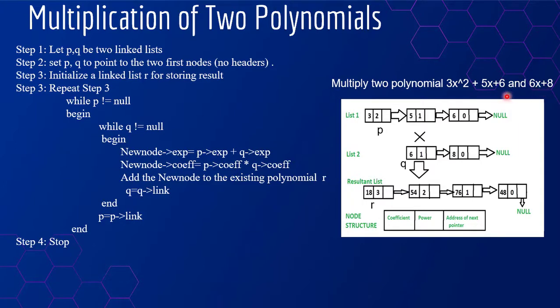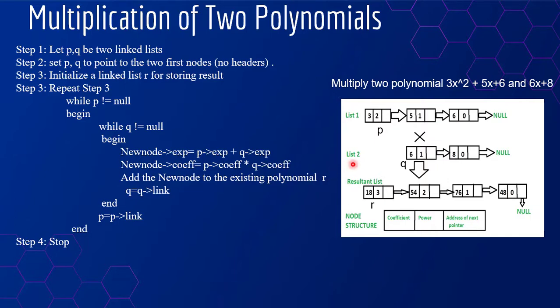Every time you multiply, you will get the product. Once you get the product, you are going to compare with the previous product's coefficient and exponent, and if the exponents are similar, then you are going to add that with the previous coefficient. So let us see how it runs.